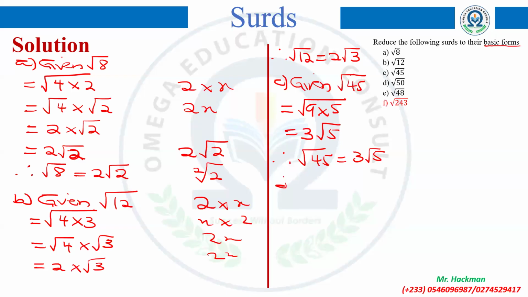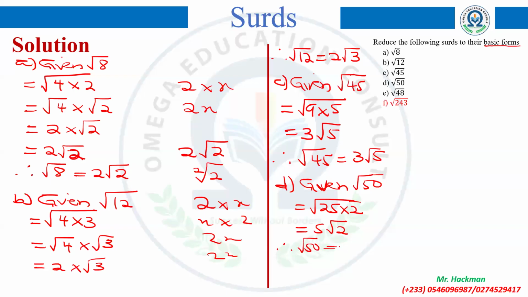Now D. What do we have? Root of 50. So root of 50 will be equal to the perfect square, apart from 1, that you can get from 50 as a factor. 25. So it will be 25 times 2, is that not it? Yes, please. At this point, this gives us root of 25, which is 5, times root of 2. You get it? Therefore, your root of 50 is equal to 5 root of 2.